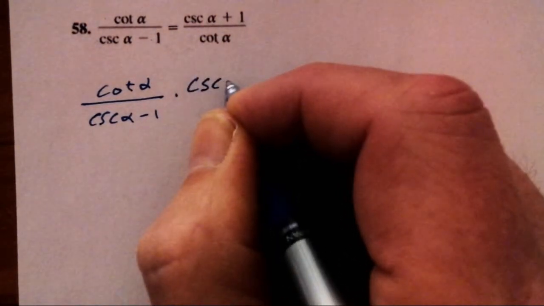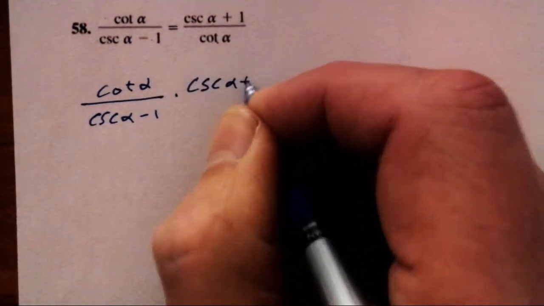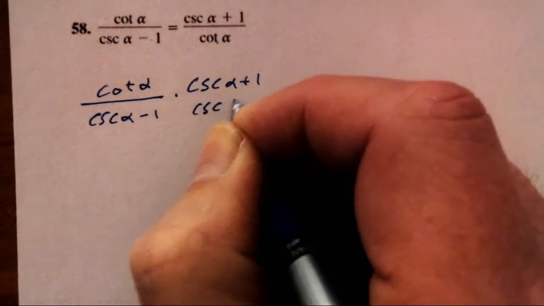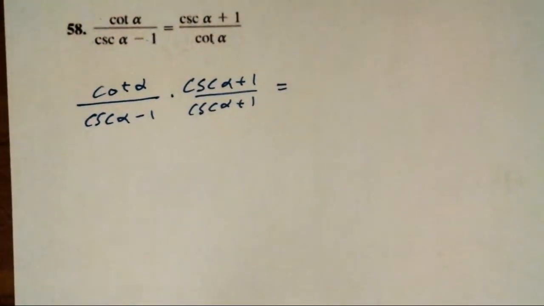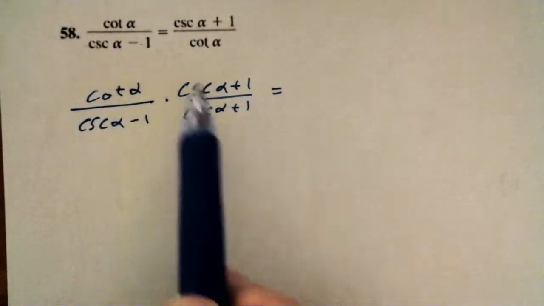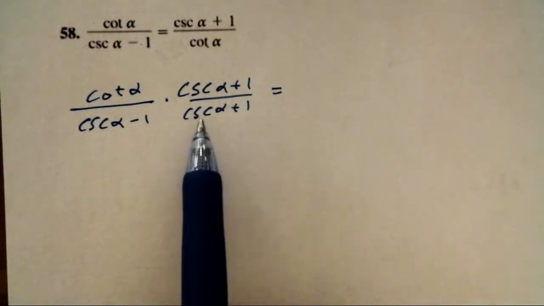So I'm going to do this. I'm going to go cotangent fish on cosecant fish minus 1 times, I'm going to use the conjugate, cosecant fish plus 1 on cosecant fish plus 1. Now, I see a lot of students get conjugate crazy because we do it a couple times, and they see this and they just automatically knee-jerk conjugates.